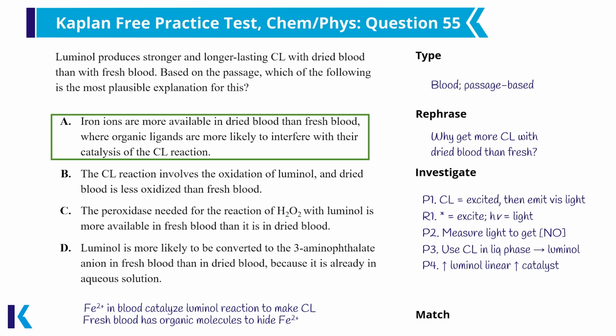Also, I don't know of a direct link from hydrogen peroxide and peroxidase to blood like I did with iron, although I suppose it's possible. D states that luminol is more likely to be converted to its product in fresh blood, but again, that would give me the opposite effect. It's the dried blood that gives more chemiluminescence, not the fresh.